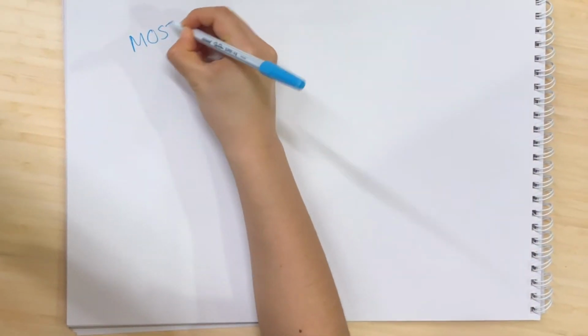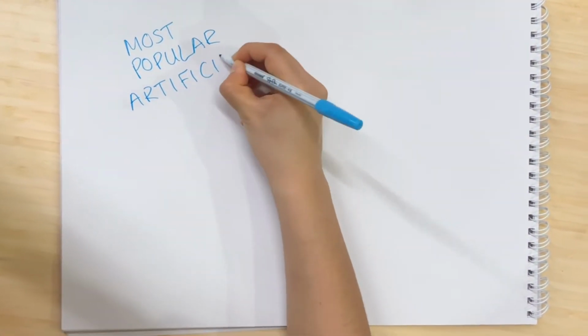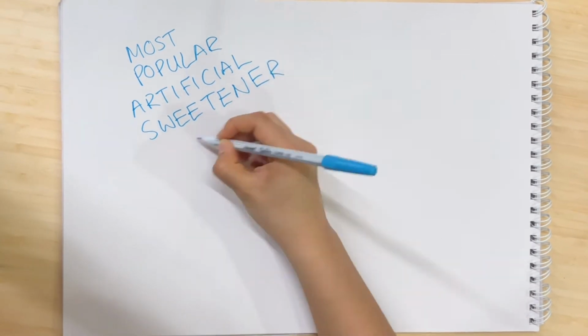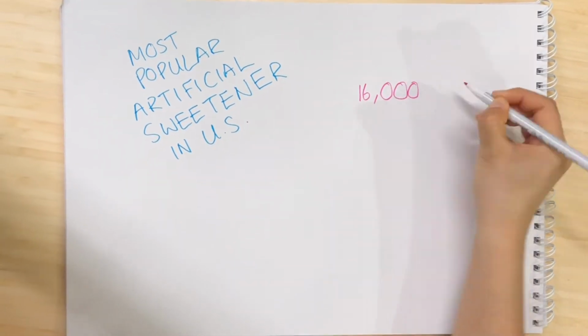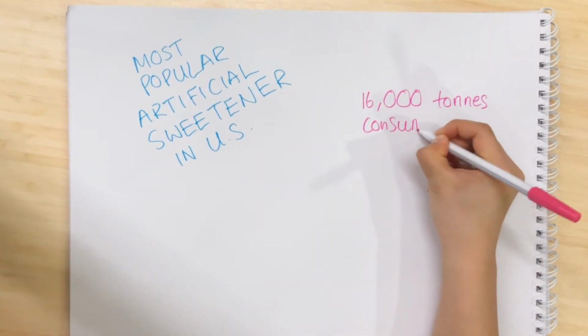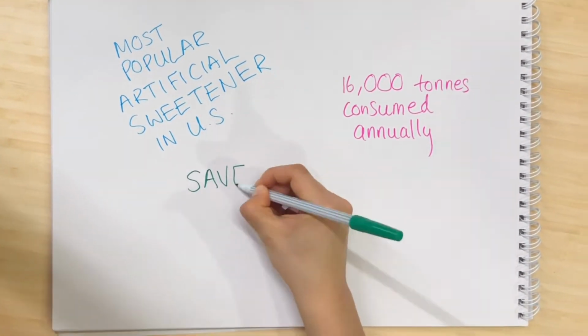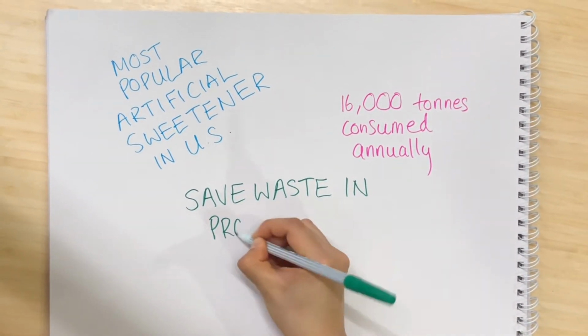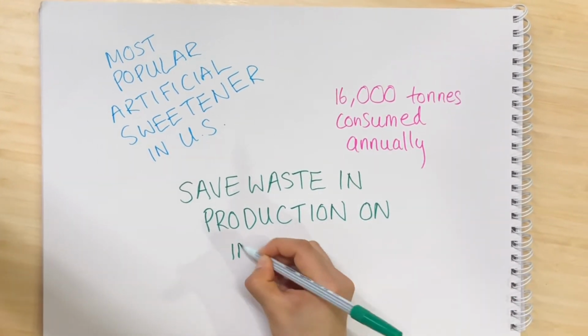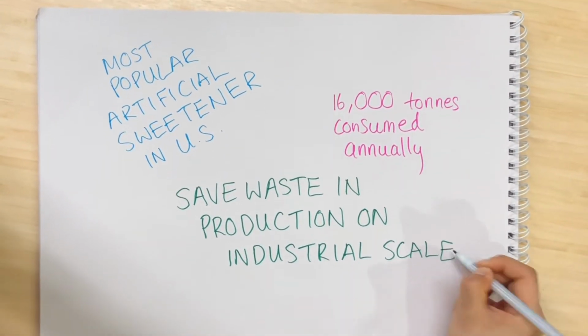The demand for aspartame is so large, as the most popular artificial sweetener in the United States, and being used in thousands of products, around 16,000 tons of aspartame is consumed every year globally. With this in mind, the use of enzymes in its production is key to reducing waste and maximizing efficiency on the industrial scale. How green aspartame itself is, however, another question.